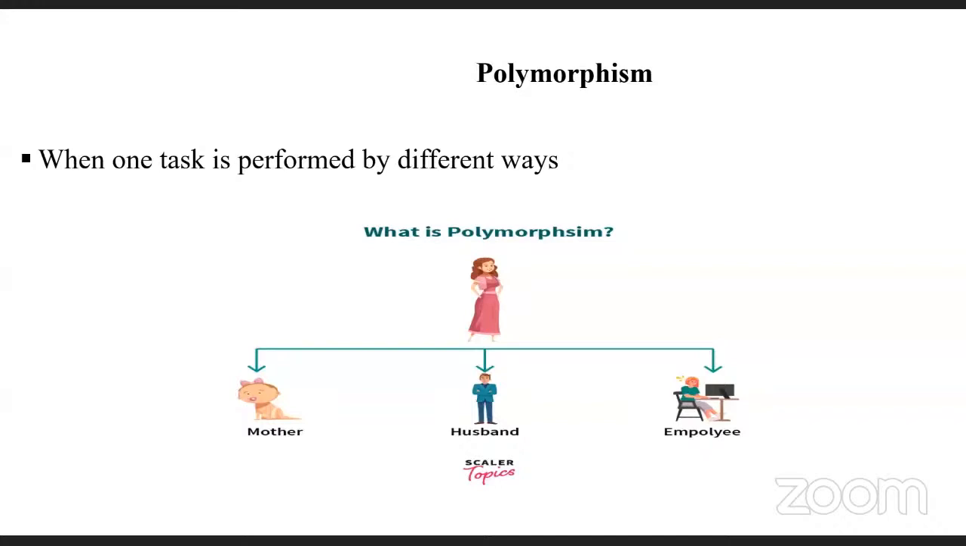I'm asking in general, not related to programming. What is polymorphism? Yes, many forms, one thing, correct. That is one thing, many forms. That is called polymorphism.